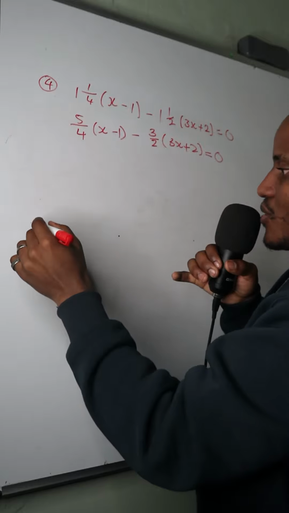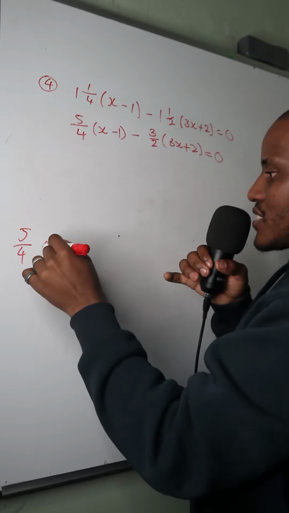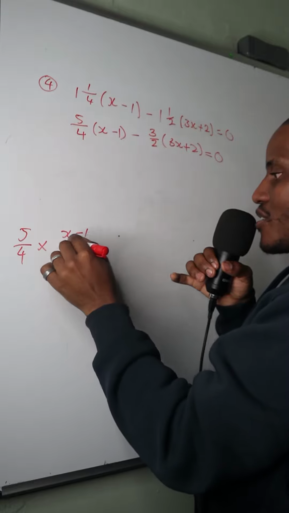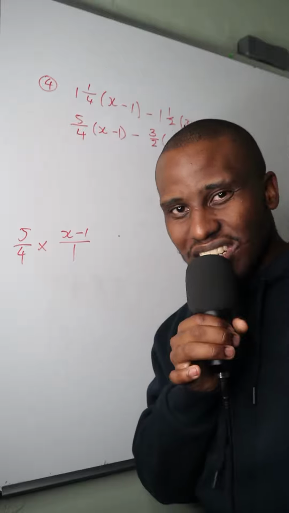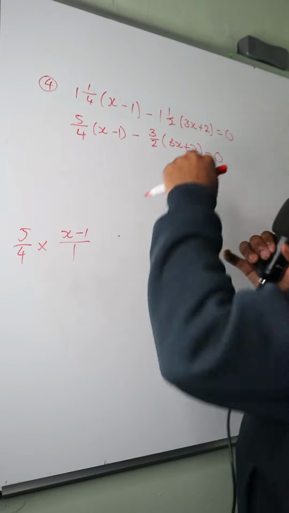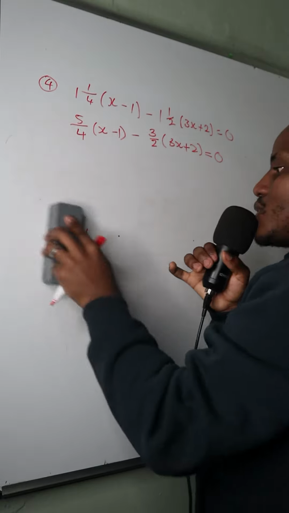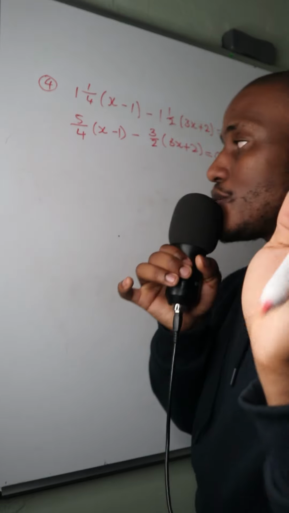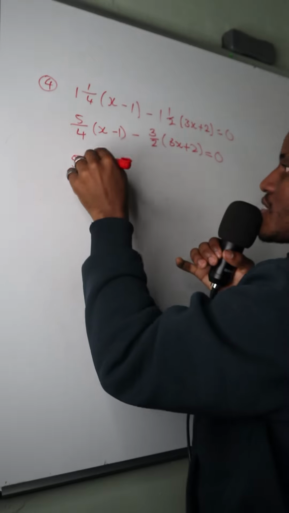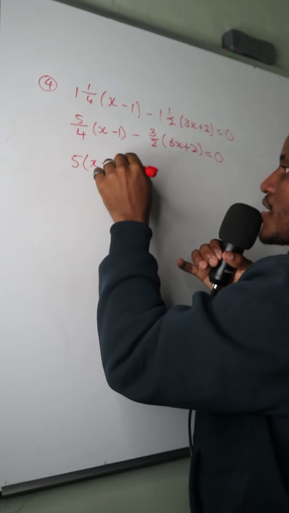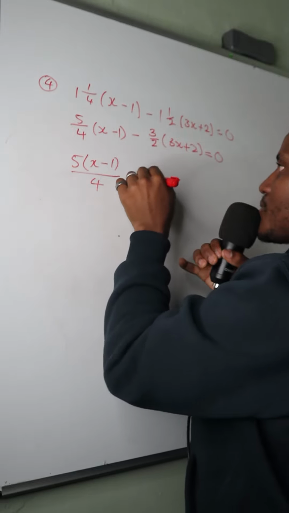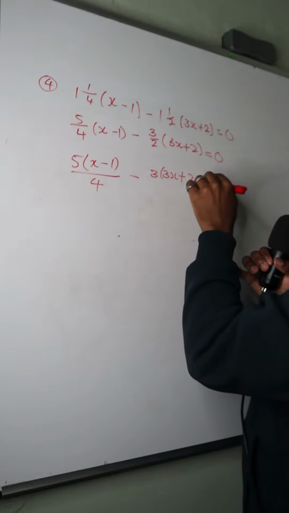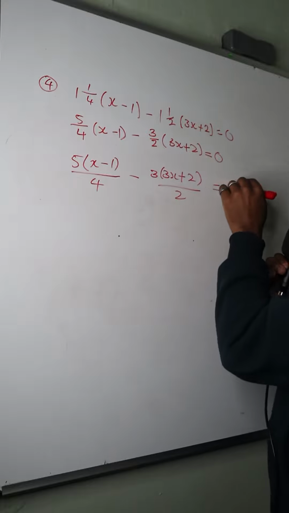And I don't need to tell you that 5 over 4 is the same thing here as x minus 1 over 1. You already know that. You don't need me to tell you that. And we like to make things simple here. If we make things simple, we're going to have 5x minus 1 over 4 minus 3x plus 2 over 2 equals 0.